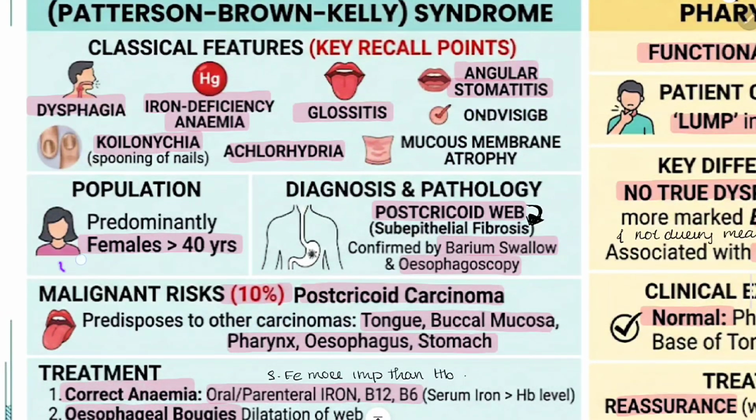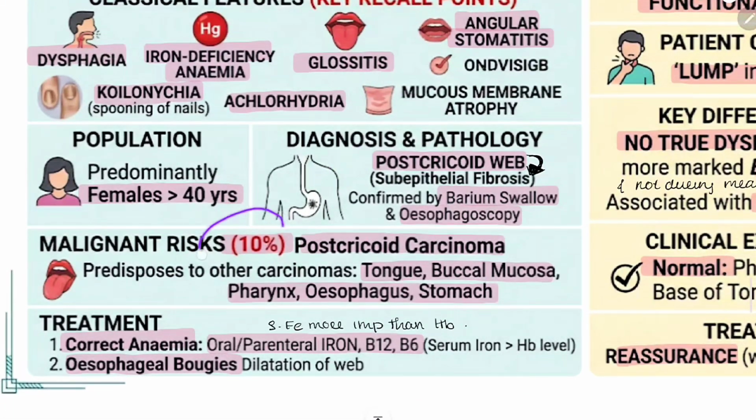It more commonly affects females more than 40 years of age. The diagnosis can be by barium swallow and esophagoscopy, where we can see a post-cricoid web. This post-cricoid web is actually due to subepithelial fibrosis. About 10% of Plummer Vinson syndrome cases can become post-cricoid carcinoma. Not only post-cricoid carcinoma, it can also become tongue cancer, buccal mucosa cancer or carcinoma of the pharynx, esophagus and stomach.